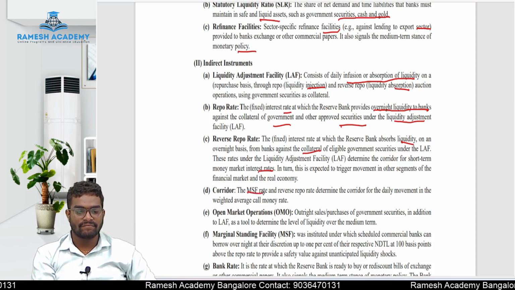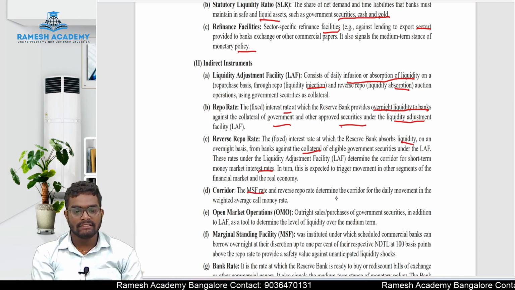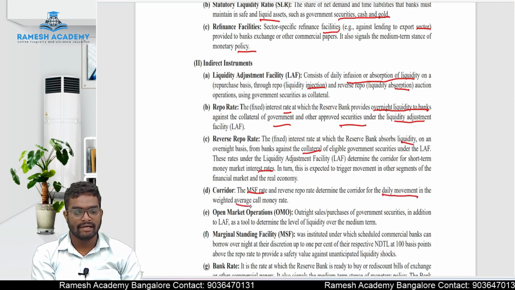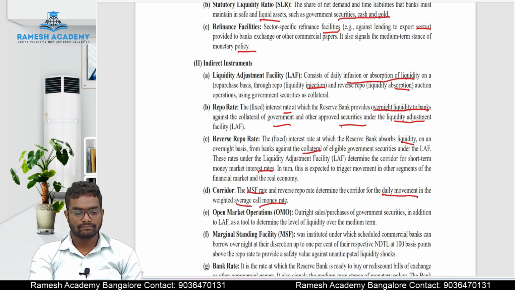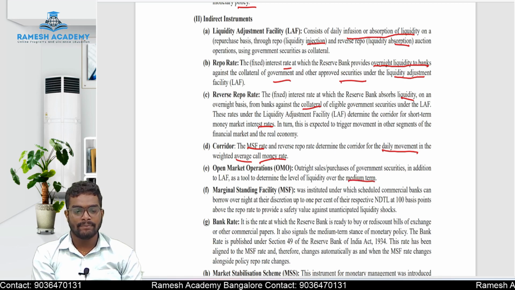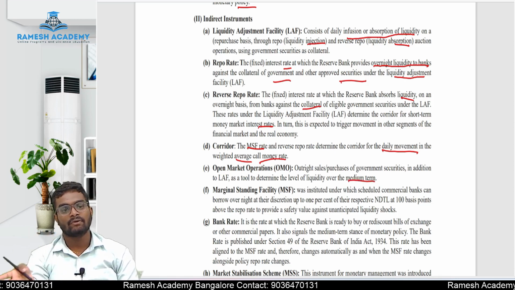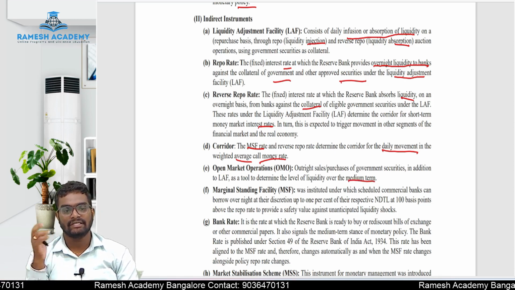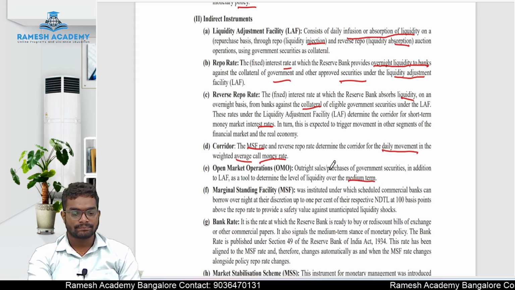So the MSF rate and the reverse repo rate determine the corridor for daily movement of the weighted average call money rate. Next, open market operation. Outright sales and purchases of government securities in addition to LAF as a tool to determine the level of liquidity over the medium term. Open market operations means RBI will go into the market and purchase the government securities. So that is the thing.